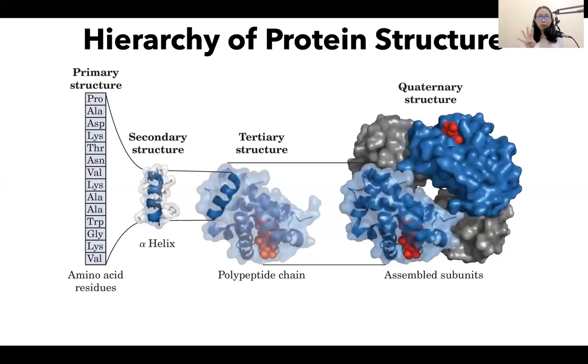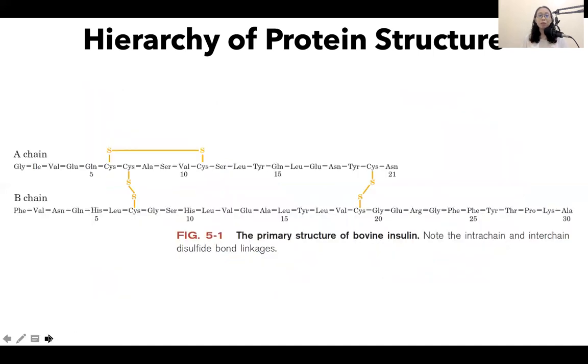So there are four levels in this hierarchy. We have the primary structure, secondary, tertiary, and quaternary structure. So I will just mention a few details for each level. Let's go to the primary structure. When we say primary structure of a protein, we are talking about its amino acid sequence.